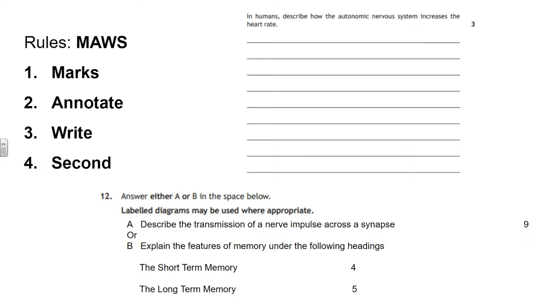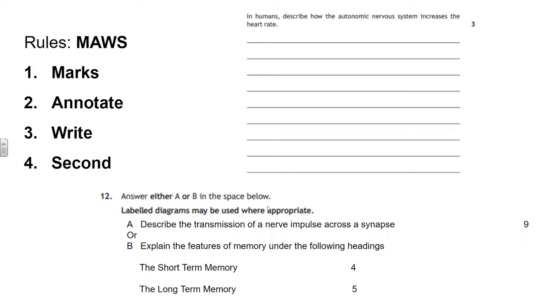So the general 4-point strategy that I would use is MAWS: marks, annotate, write, and second. You can see two different examples of essays from past papers. In humans, describe how the autonomic nervous system increases the heart rate. You can see beside it says 3 marks. And down here, it's a slightly different format.